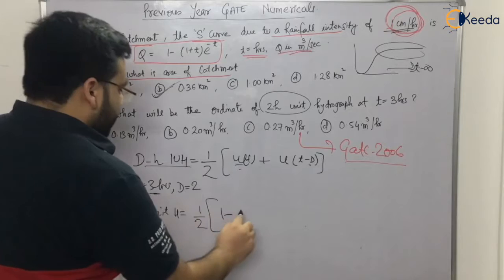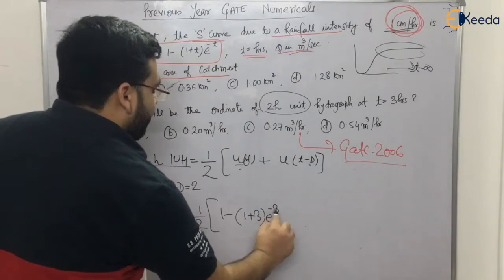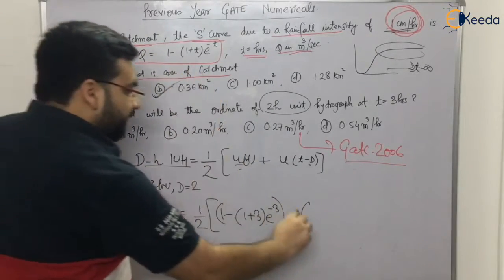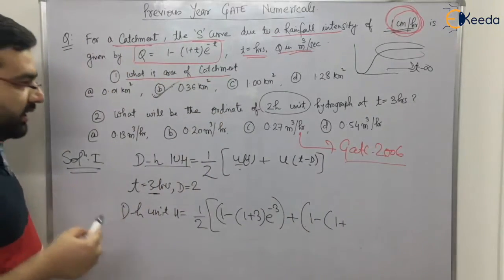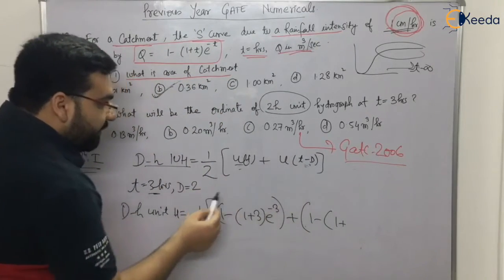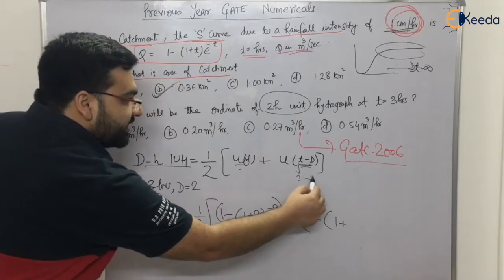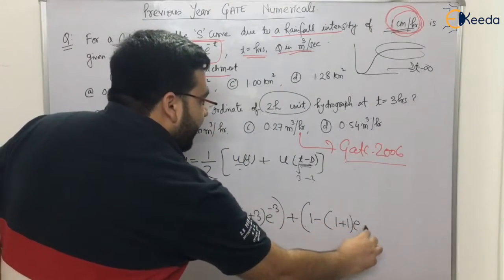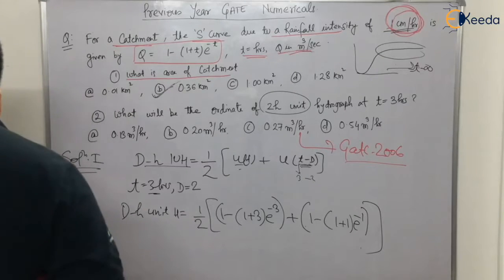So 1 minus (1 plus 3) e raised to the power minus 3, plus 1 minus (1 plus, now what will be this t? So this t will be equal to t minus D. So what is t? t is 3 and D is 2. 3 minus 2 is 1. So that will be equal to 1 plus 1) e raised to power minus 1. Clear? So now what will be the answer? Let me calculate.